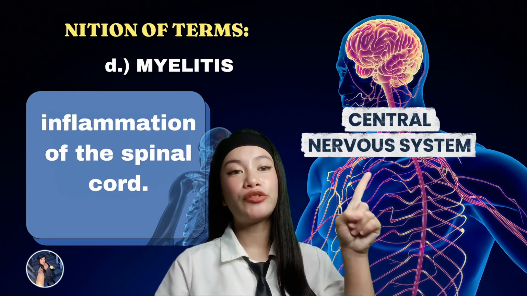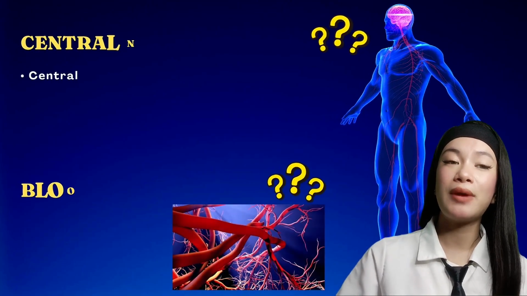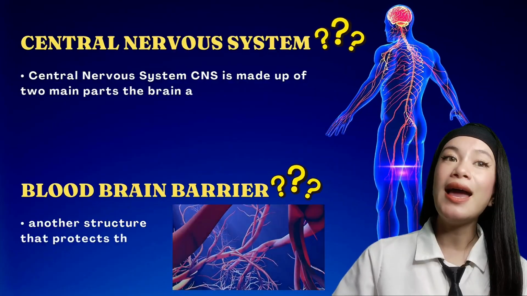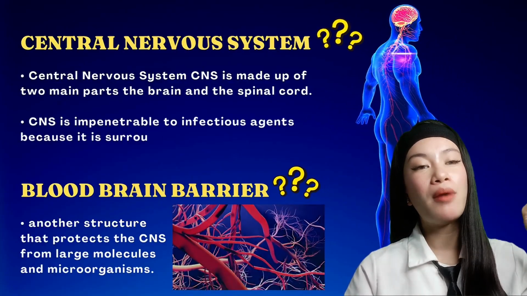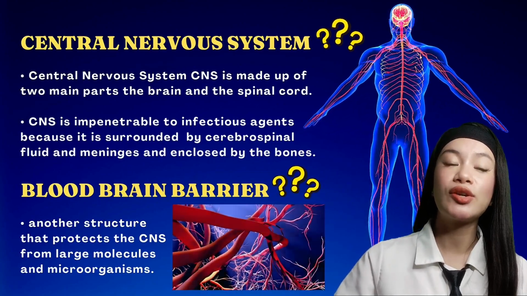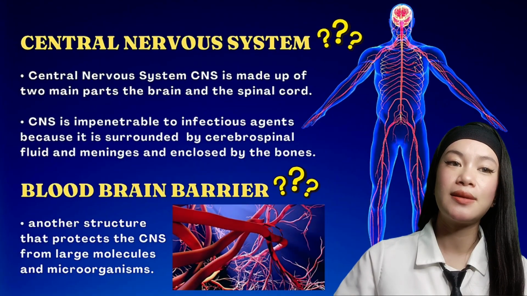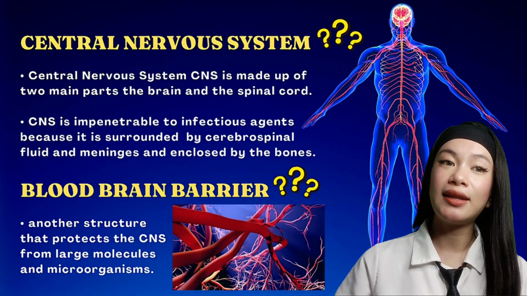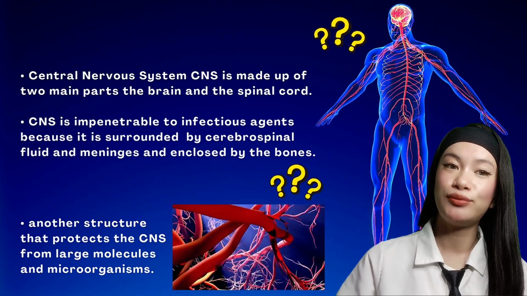What is the central nervous system? The CNS is impenetrable to infectious agents because it is surrounded by cerebrospinal fluid and meninges and enclosed by the bones. We also have the blood-brain barrier, which is another structure that protects the CNS, or central nervous system, from large molecules and microorganisms. This barrier filters substances from the bloodstream, preventing harmful microbes and toxins from reaching the brain tissue.